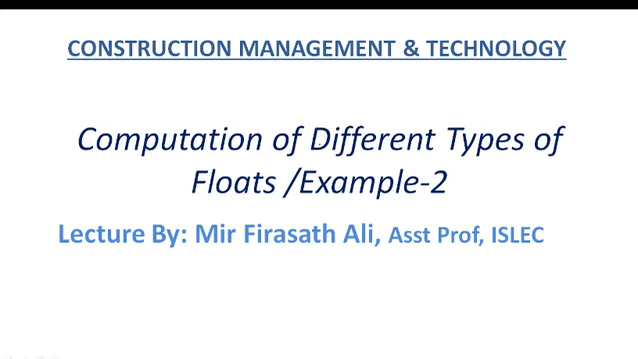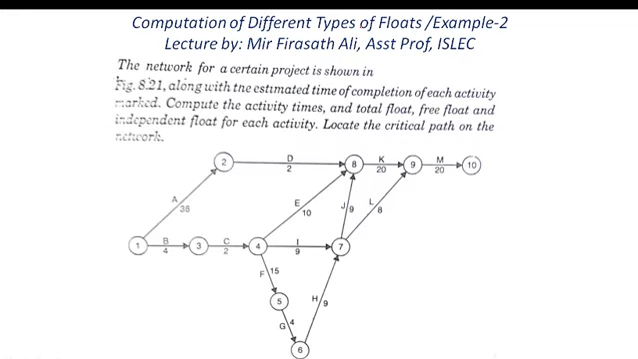In the previous lecture, we calculated different types of float for a network diagram. In this class, we will take one more typical logical diagram or network diagram, and we will find the activity times, that is, the earliest start time, earliest finish time, latest start time and latest finish time. We will calculate total float, free float, and independent float. So let us see the network diagram.